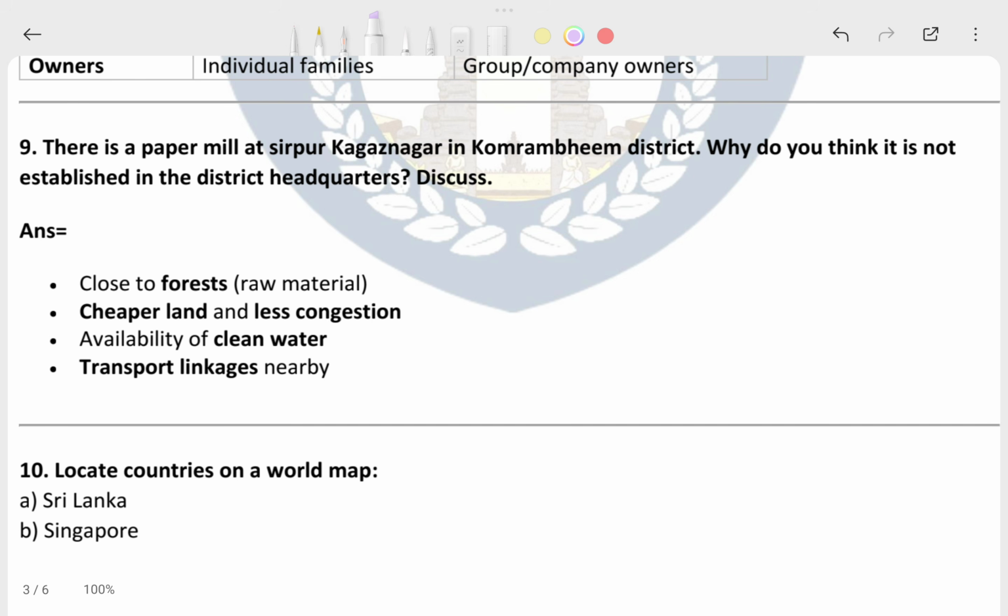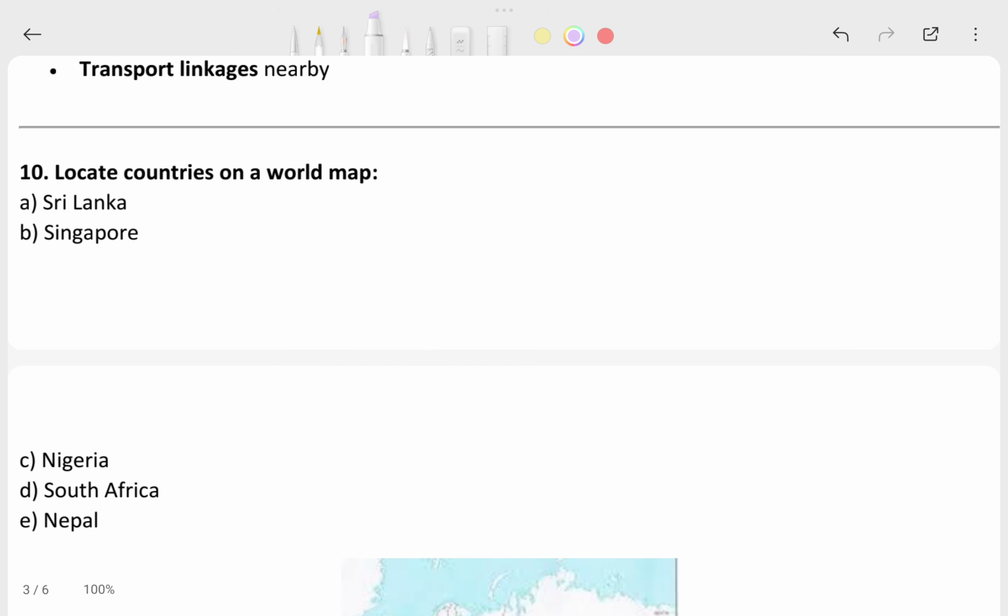The ninth question is: there is a paper mill at Sirpur Kaghaznagar in Komaram Bheem district. Why do you think it is not established at the district headquarters? Discuss. So generally this is the answer, and that is the question. Now let's see.